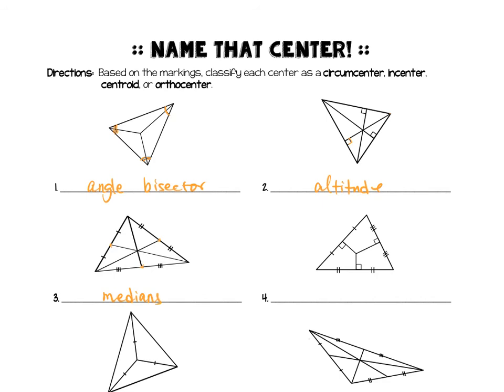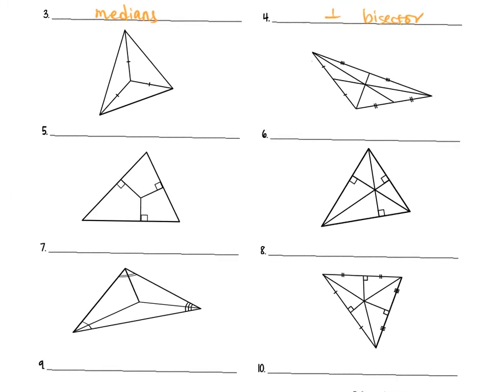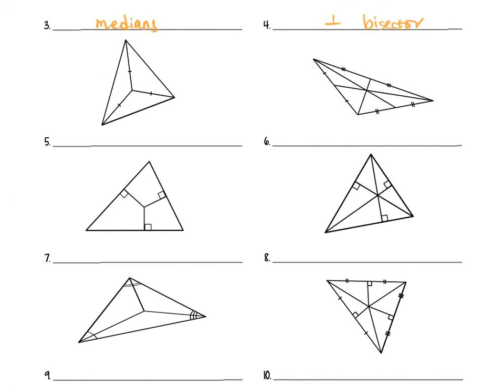Fourth one, be careful with this one. The first thing I see is the right angle. So what comes to mind is altitude. However, I have additional information that it also bisects each of the sides. So this is a perpendicular bisector. Oops, let me move it up. Okay.